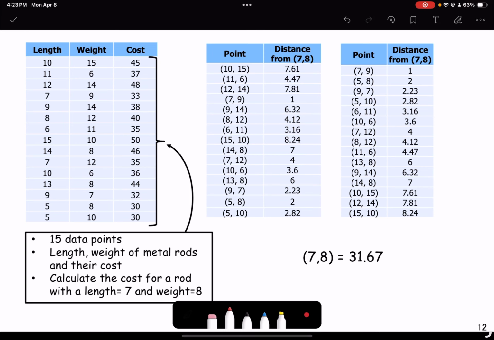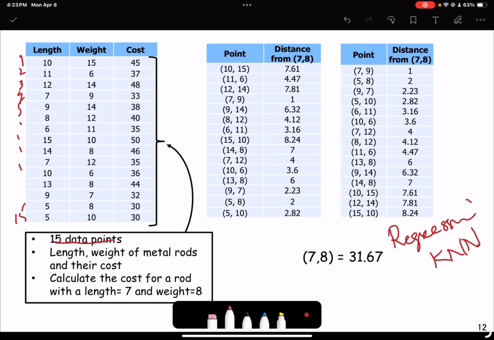An example of regression: K and N. Here we have a total of 15 data points.